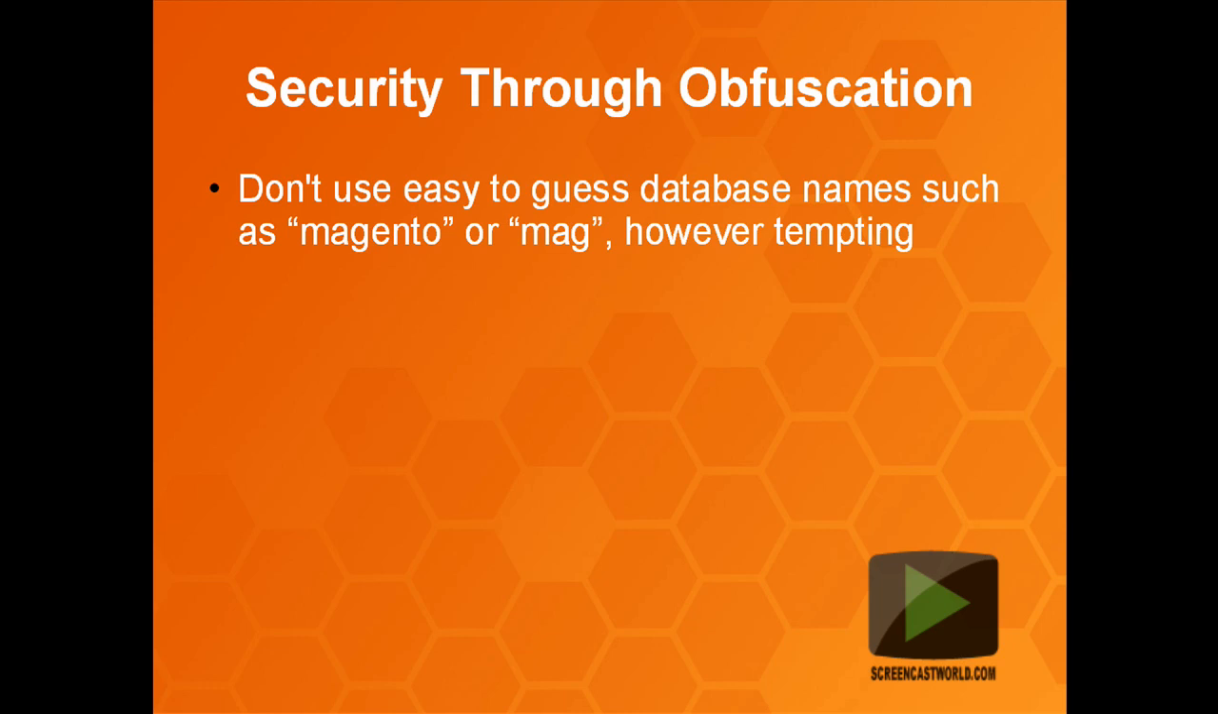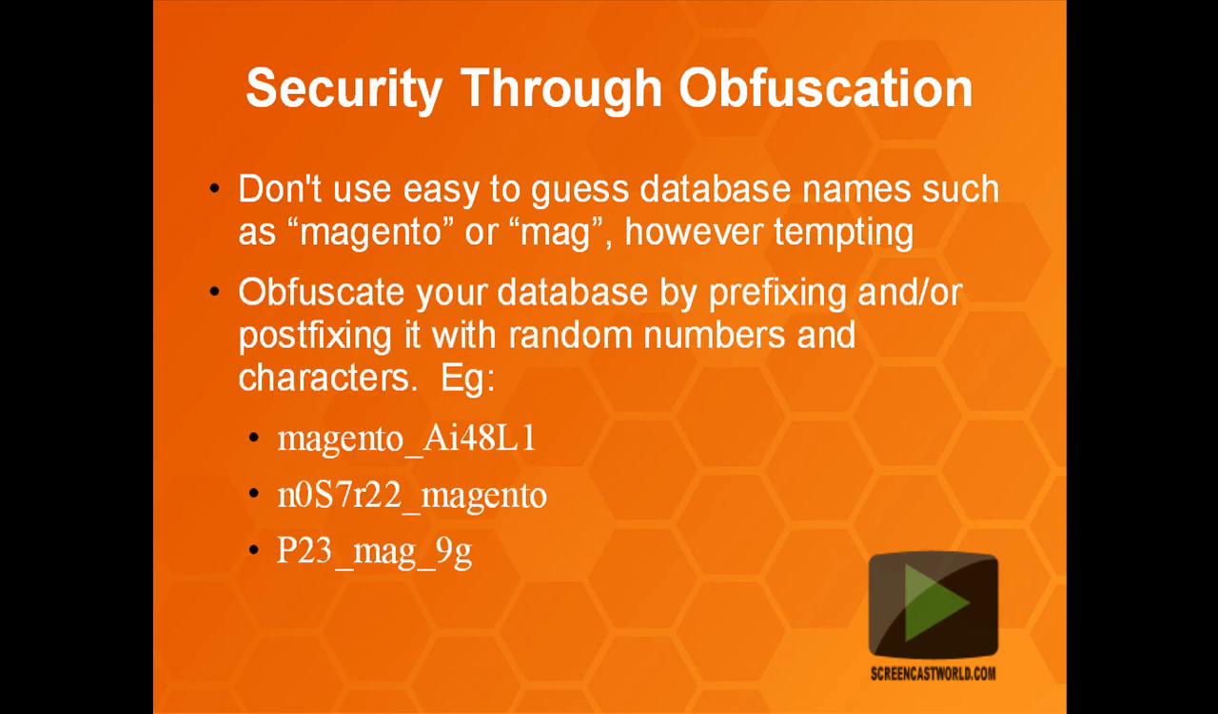Instead, employ a technique called security through obfuscation. This method won't provide total security, but it will deter any casual sniffing and slow down any possible attacks against your database. The definition of the word obfuscate is to make obscure or unclear by adding extraneous information. So my tip and recommendation is that you choose 5 or 6 random characters and numbers to put either as a prefix, suffix, or both to your database name.